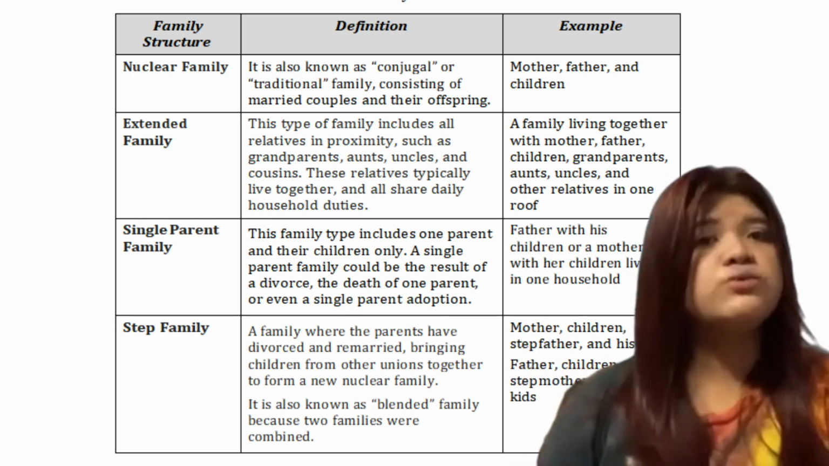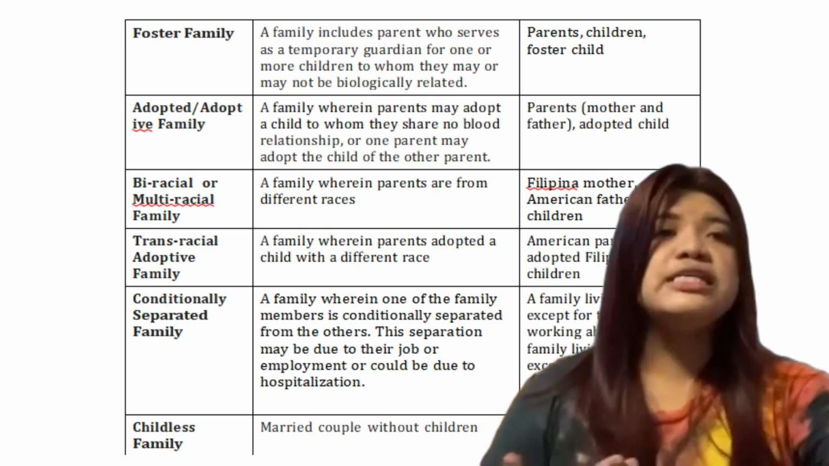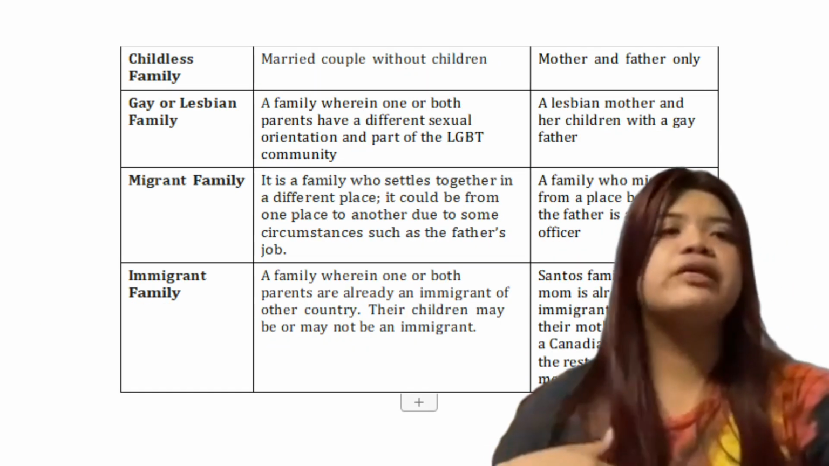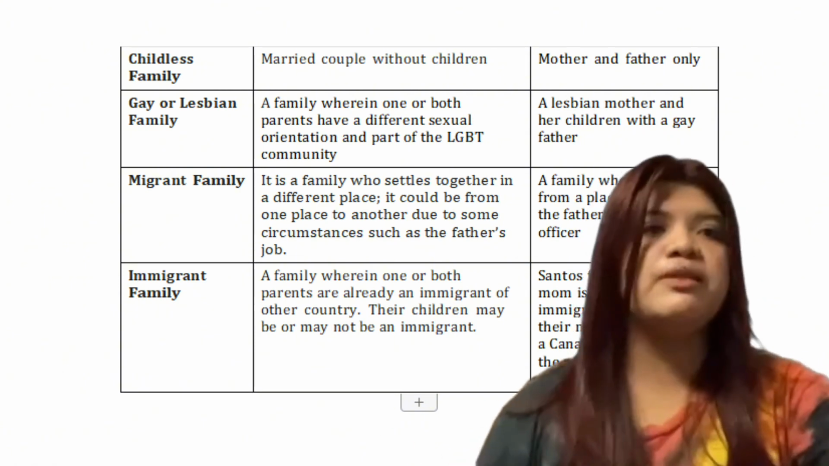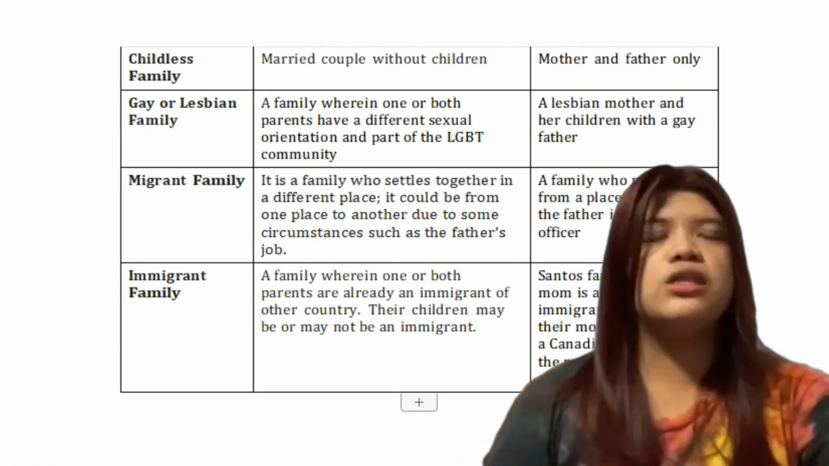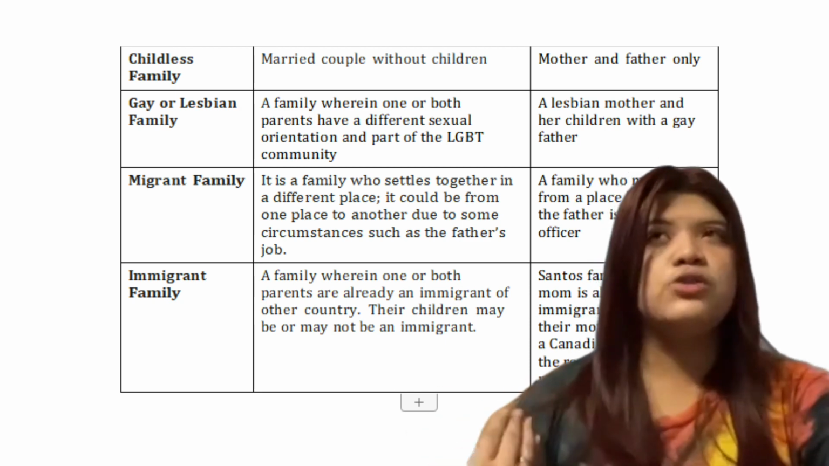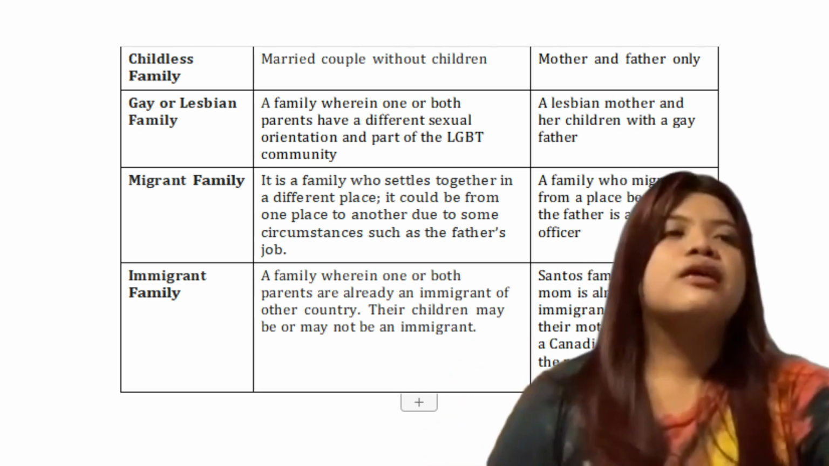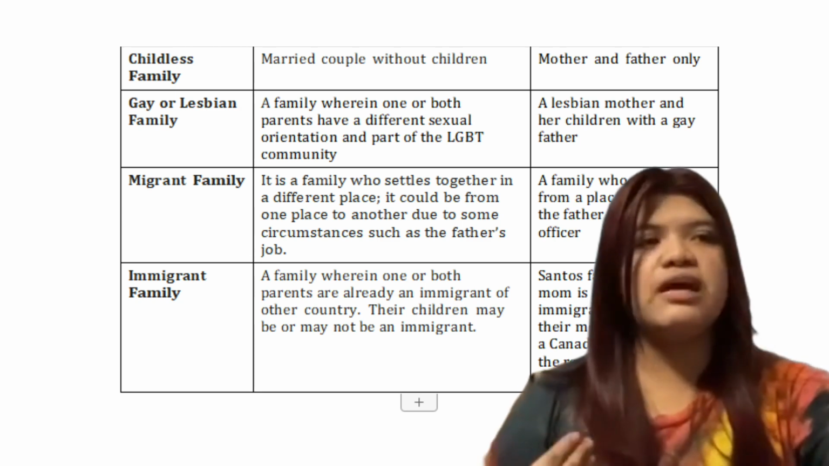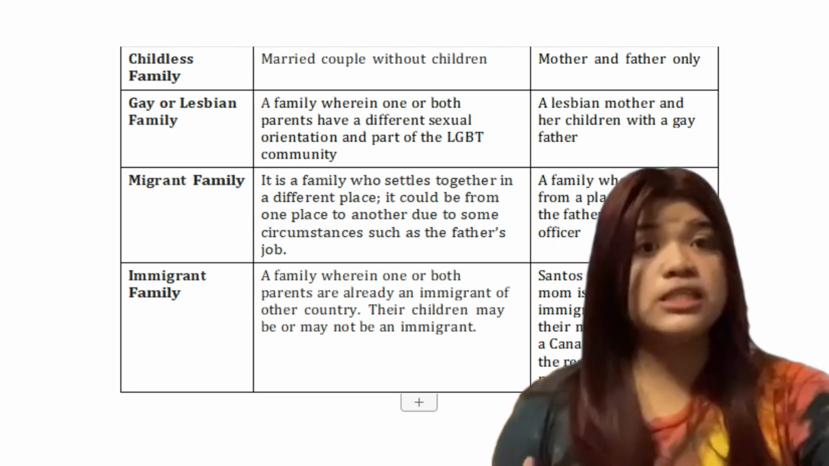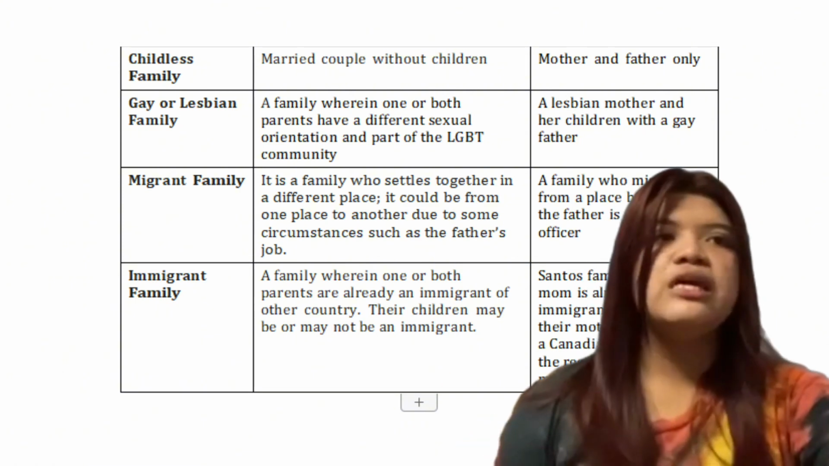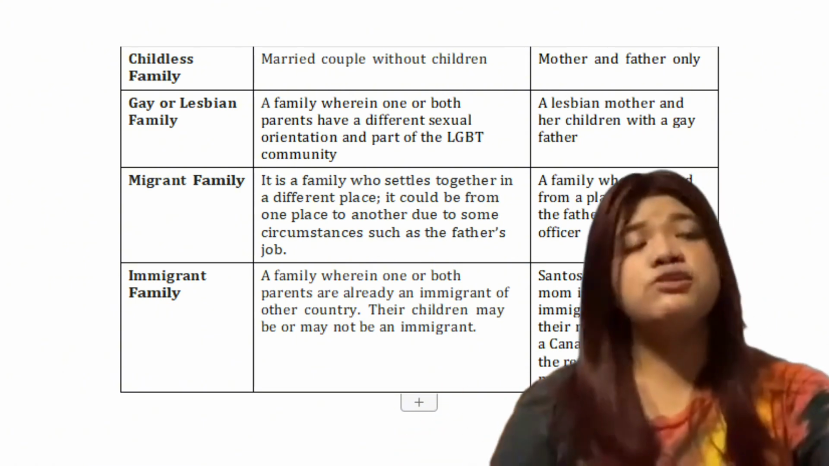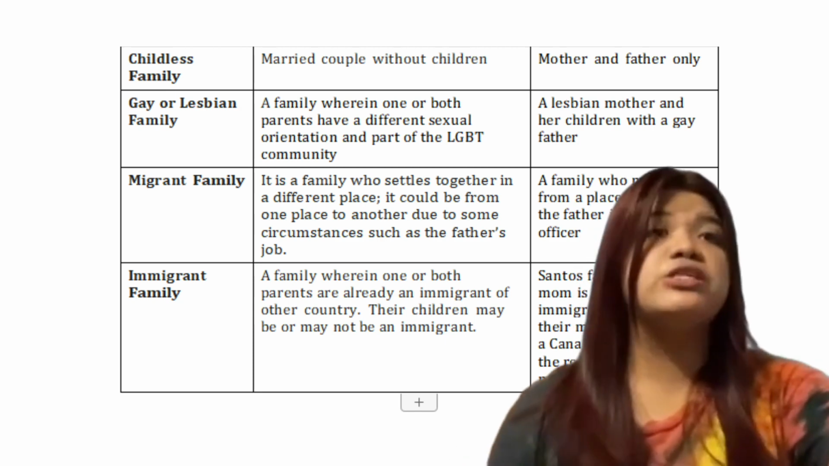Then the next one is the stepfamily. It is a family where the parents have divorced and remarried, bringing children from other unions together to form a new nuclear family. It is also known as a blended family, where two families are collided. It consists of a mother, children, stepfather, and his kids, if he has any. For example, if your father remarries, the family is you, your stepmother, and her kids, if she has any.